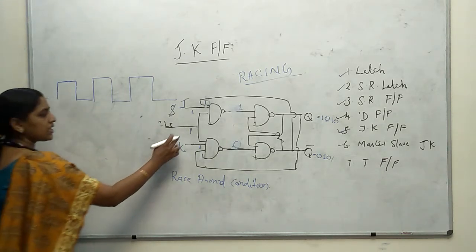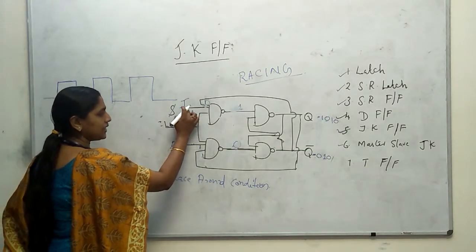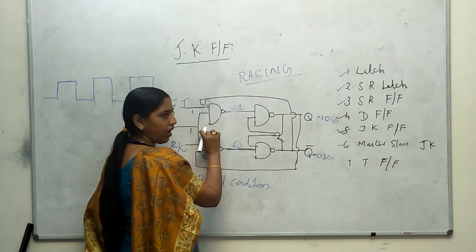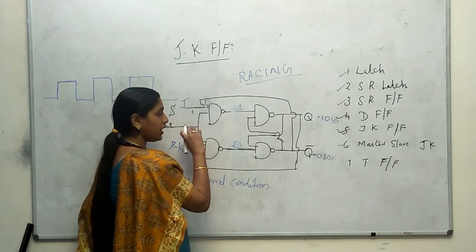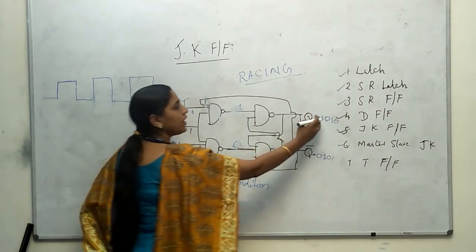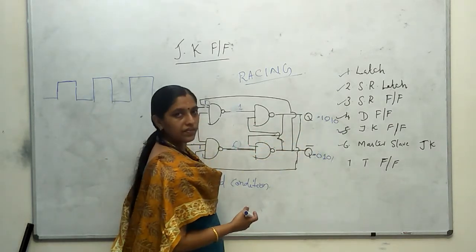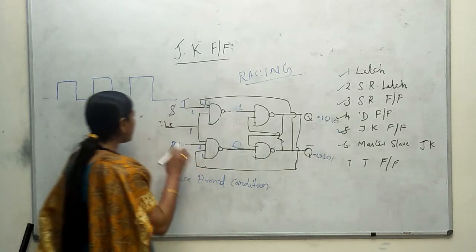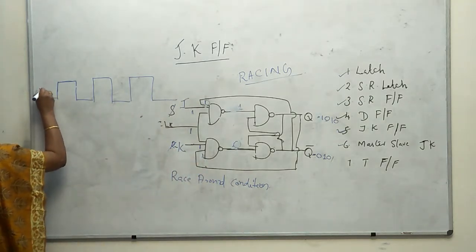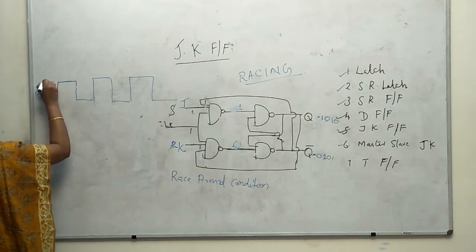And in case of this 1 1, when you are giving both J and K as 1 1, if I am giving a particular clock, as long as the clock is high, the output will continue to toggle within that clock itself. So this is the condition that I want to explain. This is the clock, going from 0 to 1.